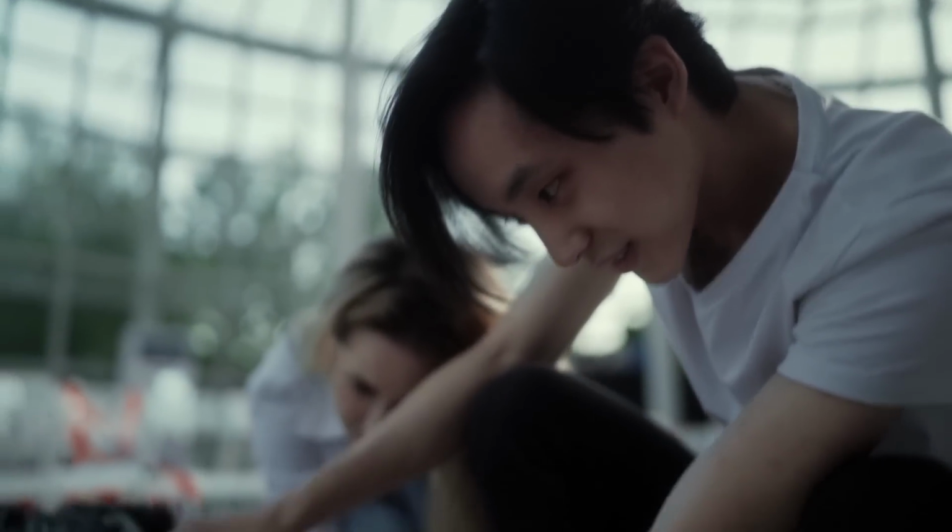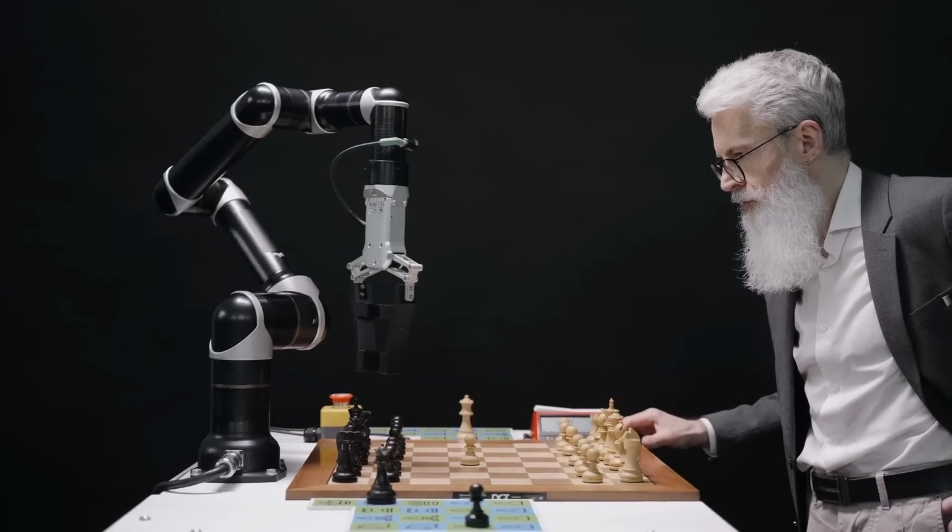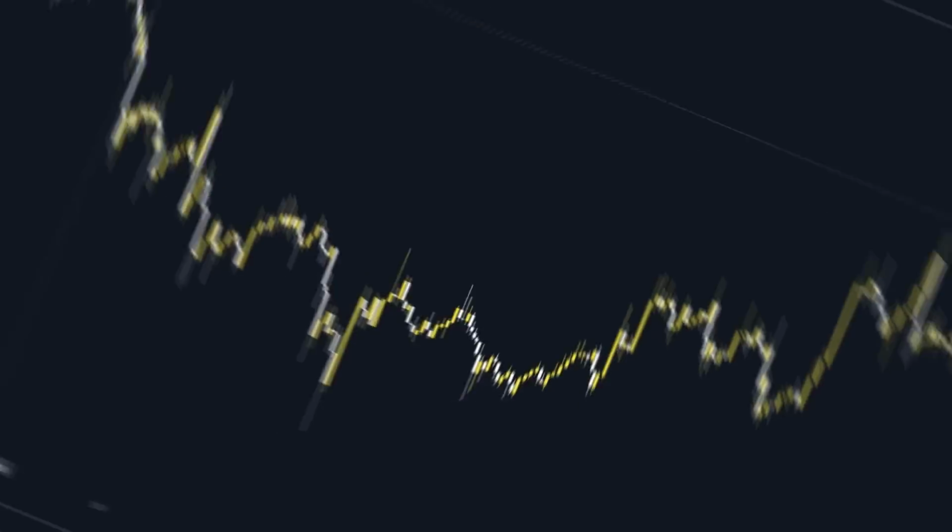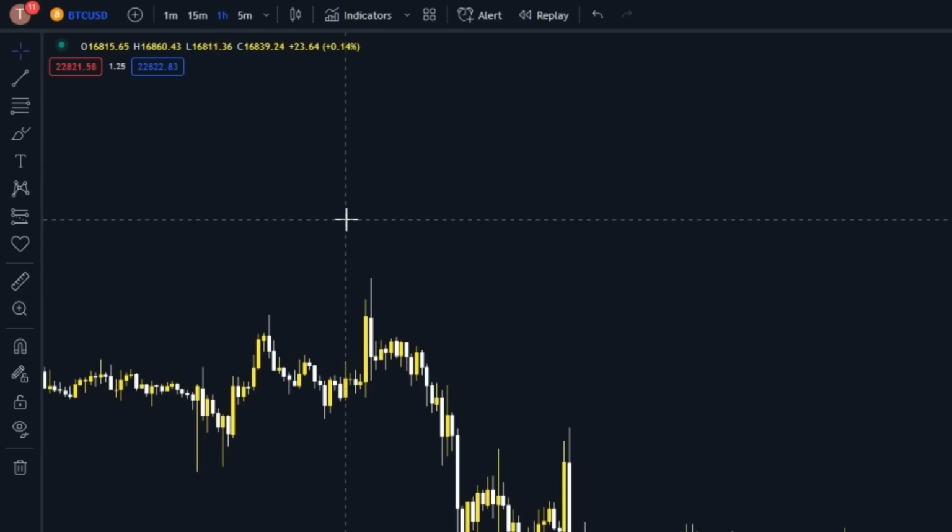I'm going to show you a trading strategy that uses machine learning to make you money. Let's get straight into it. First things first, let's set up TradingView to make you money.